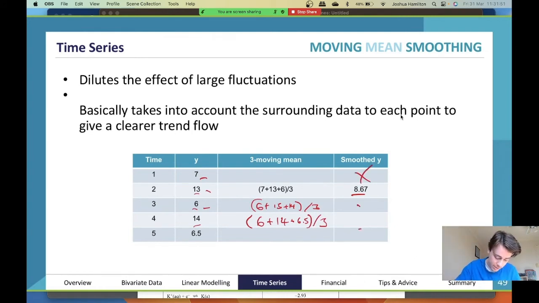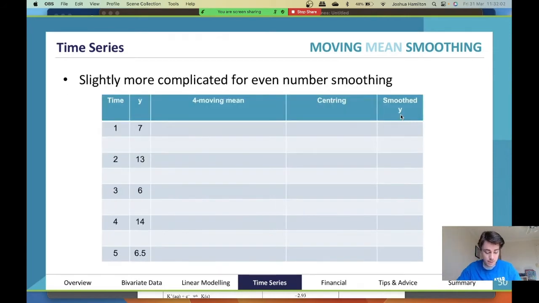I'm not going to get a data value here because there's not 3 pieces of information. There's not a piece of information here, so I can't go 1, 2, 3. Same down here. I'm not going to be able to get one here. Now, you can also do this for 5-mean smoothing and 4-mean smoothing.